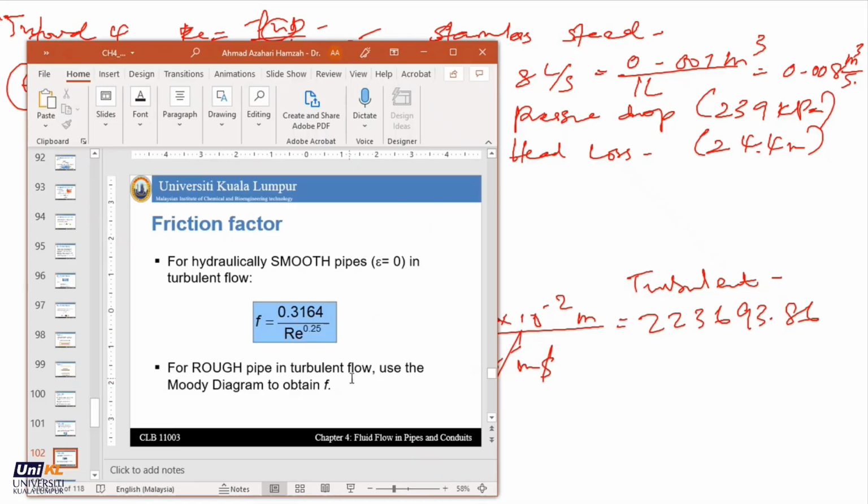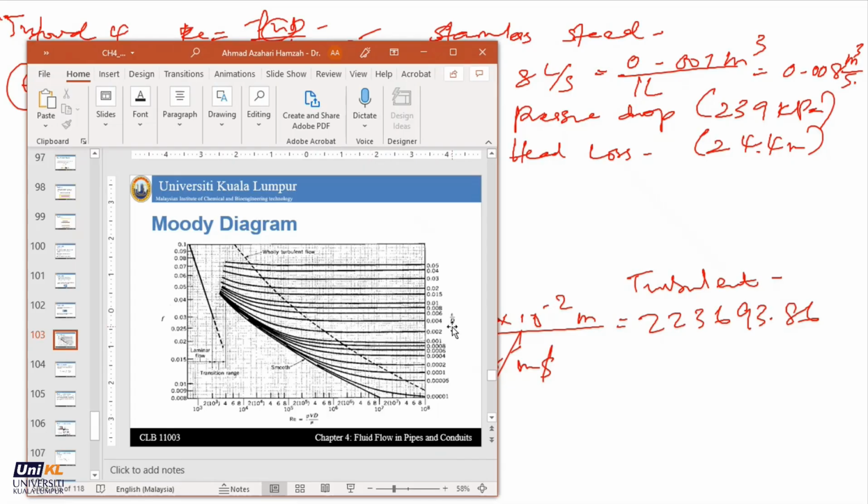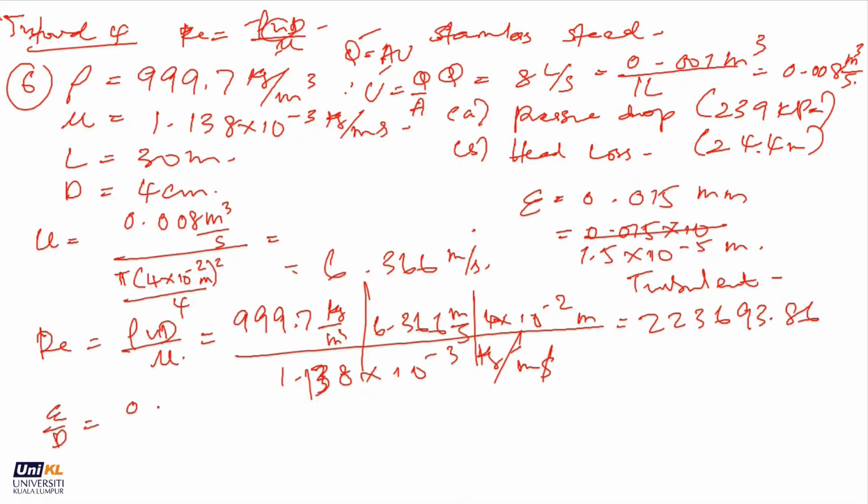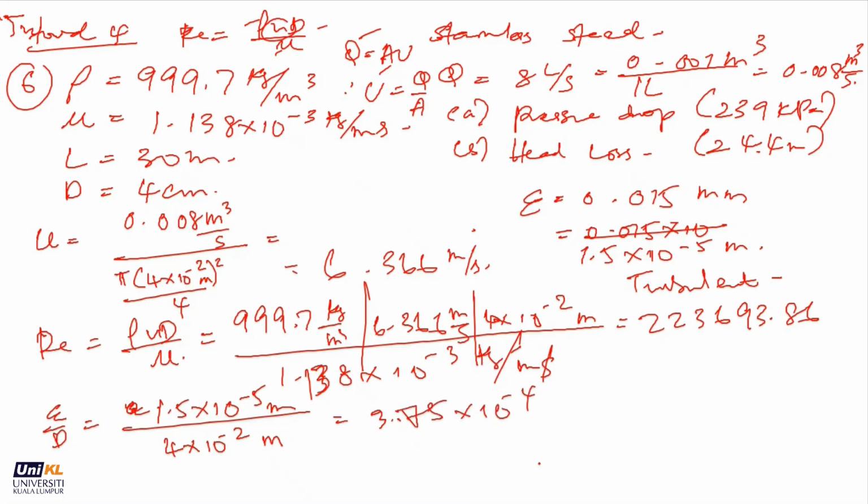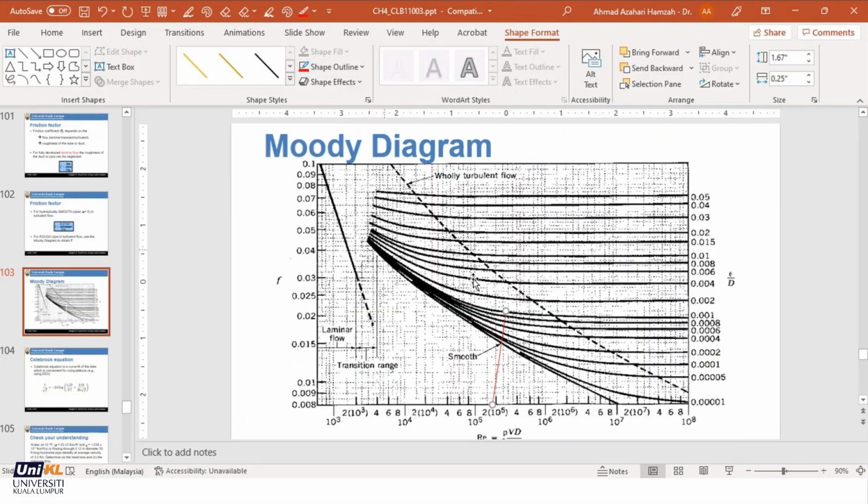Use the Moody diagram. But we have the Reynolds number, we don't have E over D. So before we get E over D, we need to find E. E over D equal to 1.5 times 10 negative 5 meter divided with the diameter. So 0.0158.